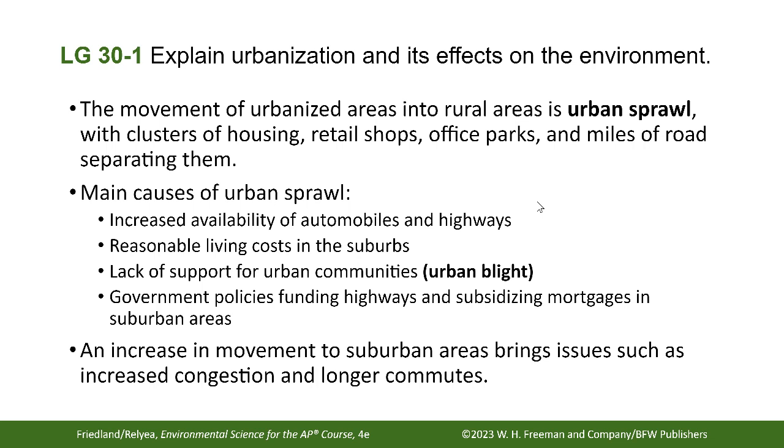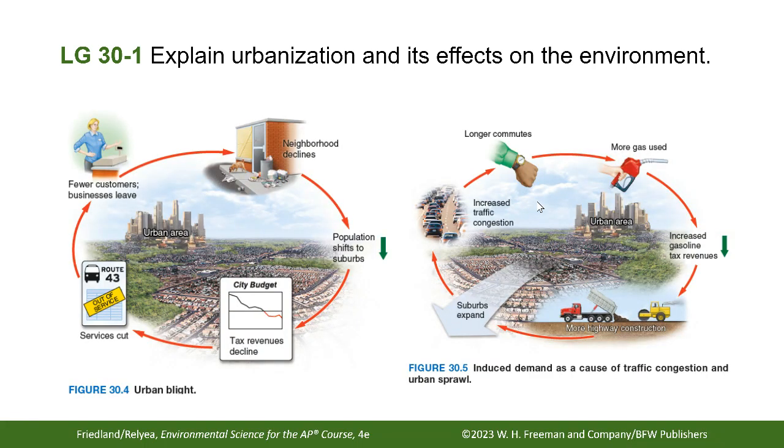An increase in the movement to suburban areas brings issues such as increased congestion and longer commutes. If you've ever lived in a big city, you know what I'm talking about. Even Columbia is getting kind of bad. It takes me 15 minutes to drive across Columbia because it is just full of stoplights and people driving, and don't get me started when students are in town. You can tell a big difference in the summertime when students aren't here, how fast you can get across Columbia, versus right now, it takes so long, there are so many cars, right?